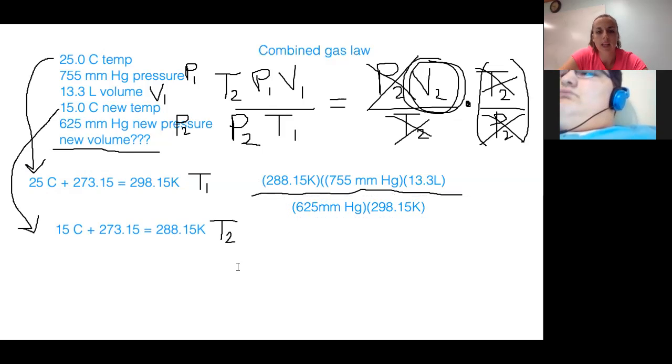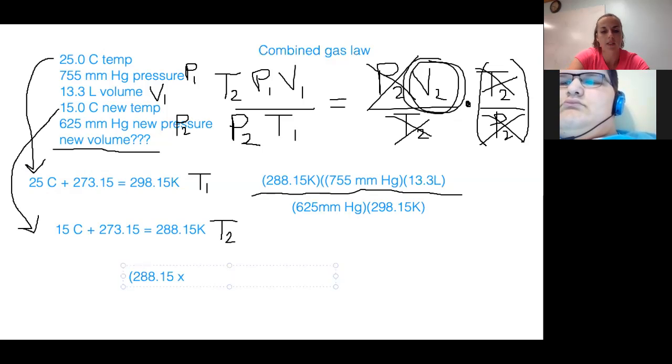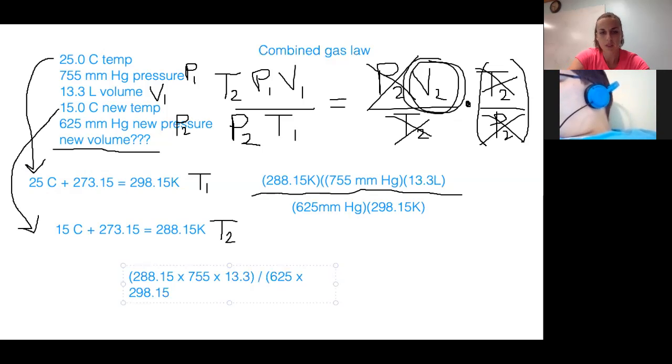So let me write here what it's going to look like in your calculator. Open your parentheses. 288.15 times 755 times 13.3. Close your parentheses. That's your whole numerator. Whole thing divided by, open a new parentheses, 625 times 98.15. Close your parentheses. You put your whole numerator in parentheses, you put your whole denominator in parentheses.